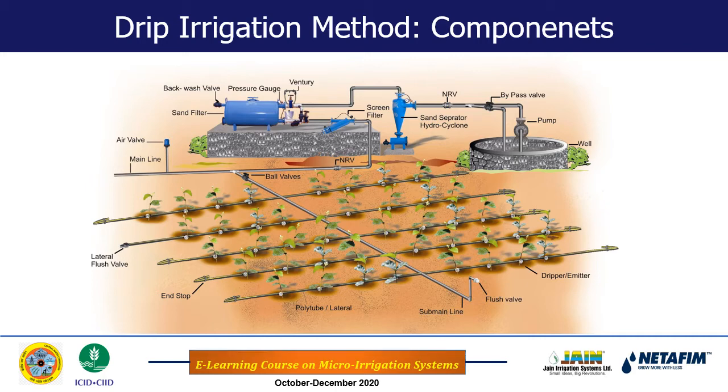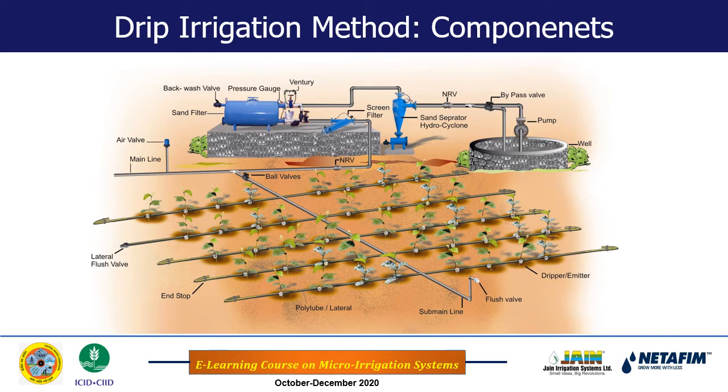If there are no flush valves, then there are end stops towards the end of the lateral. These laterals need to be closed at the end, otherwise the water will flow out of the lateral and away into the field. So there are the end stops.